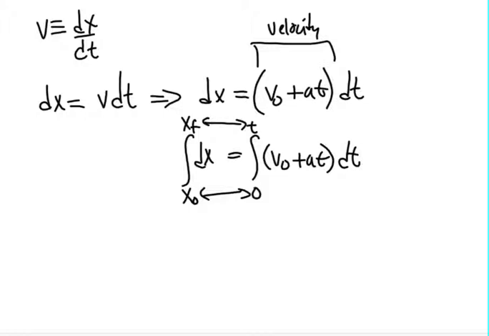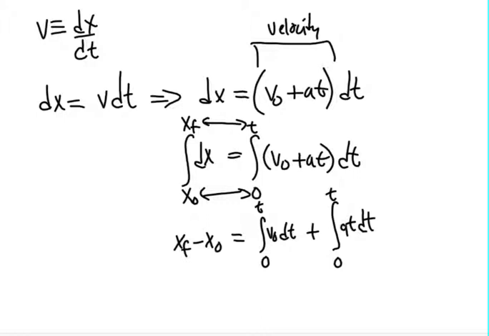And we're just going to note the first side, the left-hand side, is just an integration of a differential. So this is just x final minus x initial. And that equals this integral. Now here we need to separate this out. So we actually have two integrals here. This is the integral from 0 to t of v0 dt plus the integral from 0 to t of at dt. So we have two integrals to evaluate.